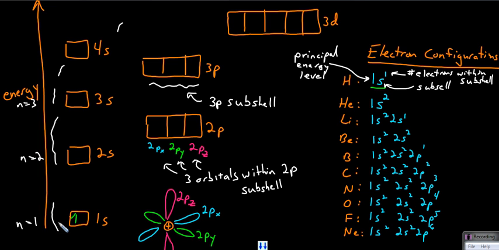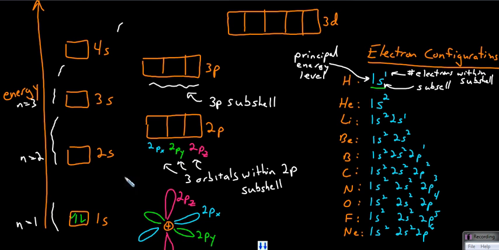So here is our 1s subshell, where 1 stands for the principal energy level, 1, and s stands for the subshell within it. Okay. Now, let's say that we had helium. Now, helium has 2 protons and 2 electrons. If there were 2 electrons, they would both be in the 1s subshell.